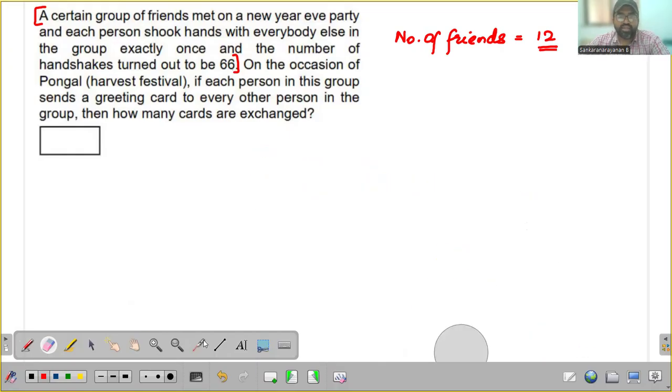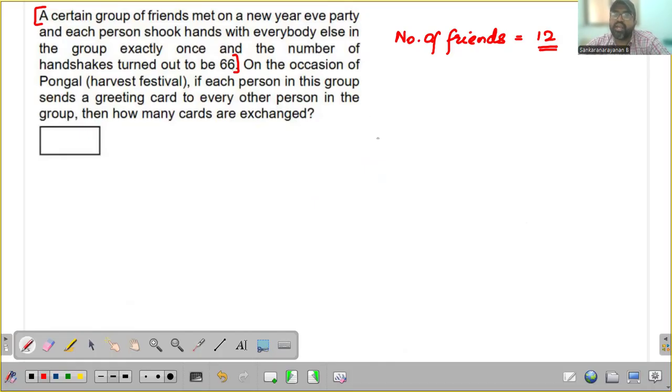Now, further, what is happening? On the occasion of Pongal, a harvest festival, if each person in this group sends a greeting card to every other person in the group, then how many cards are exchanged?